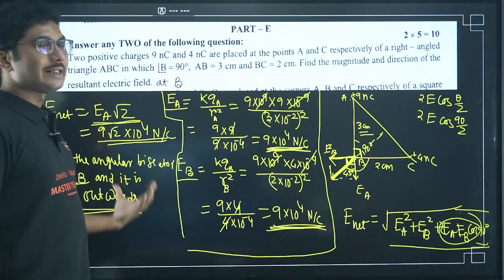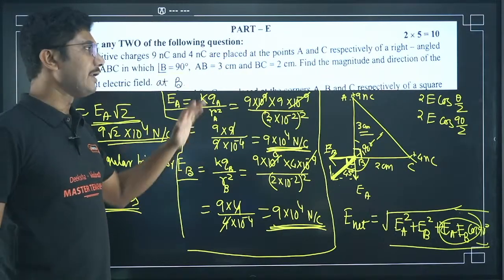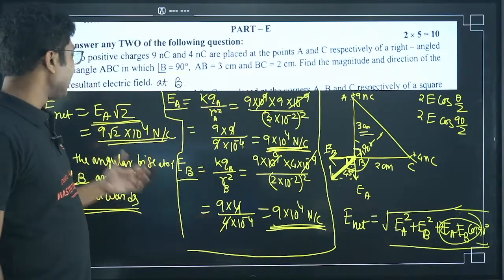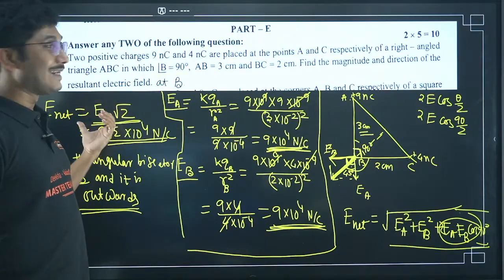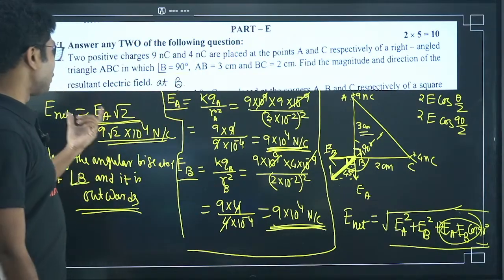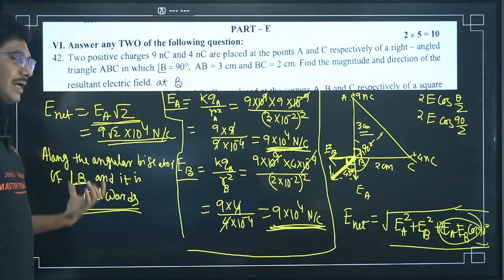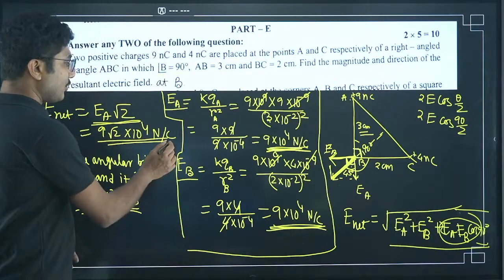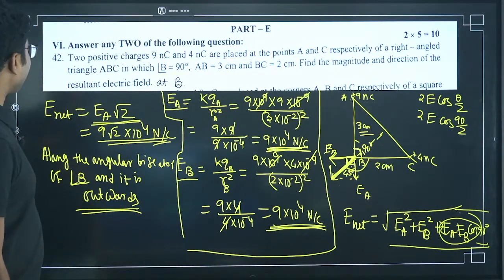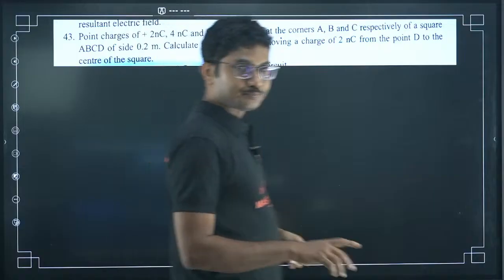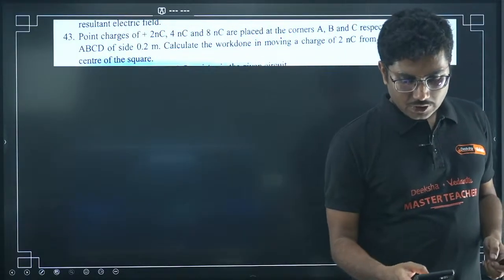If you make a mistake in the direction part, it's fine. If you have solved all the electric fields and calculated the net electric field, 1 plus 1 plus 2, you will get 4 marks. This is 1 mark you will lose, but make sure you have put the units also. Otherwise, another 1 mark will be deducted. Right? Clear now?